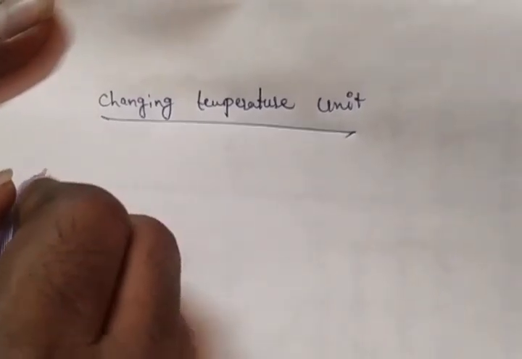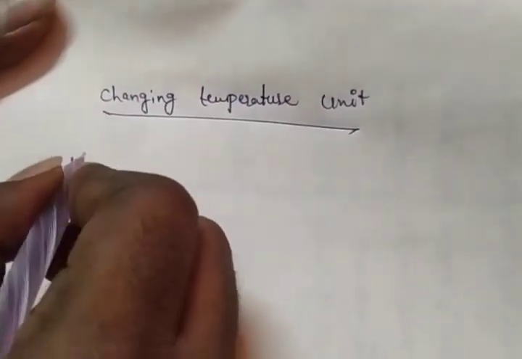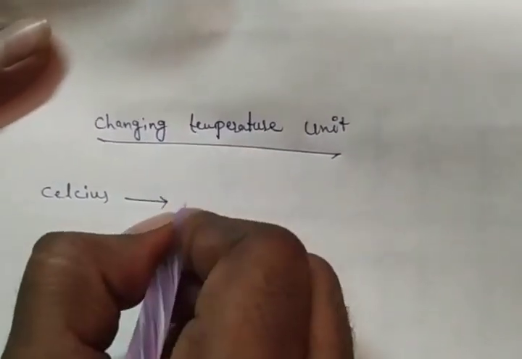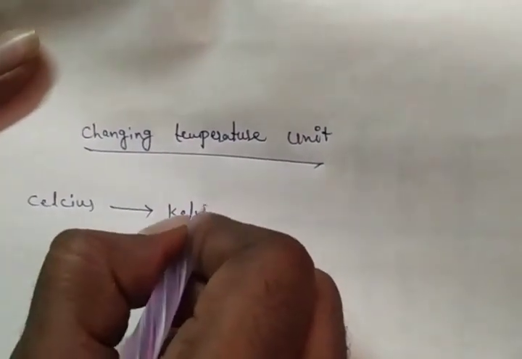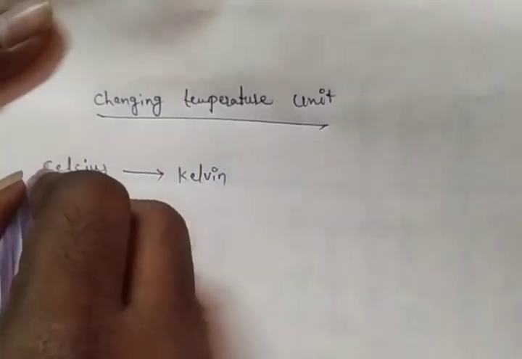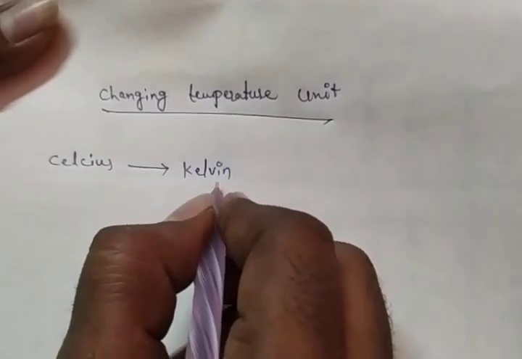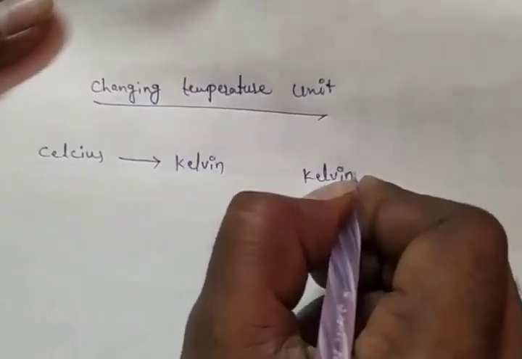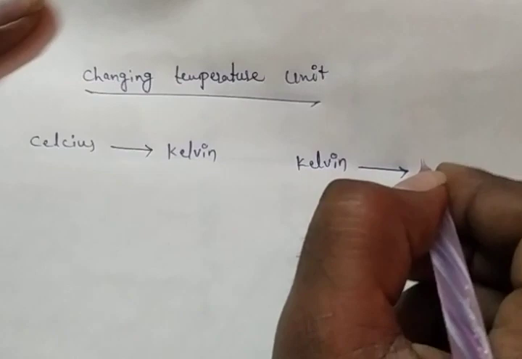First one is Celsius to Kelvin. If they give Celsius, we can convert it into Kelvin. The second one is Kelvin converted into Celsius. These are the units.